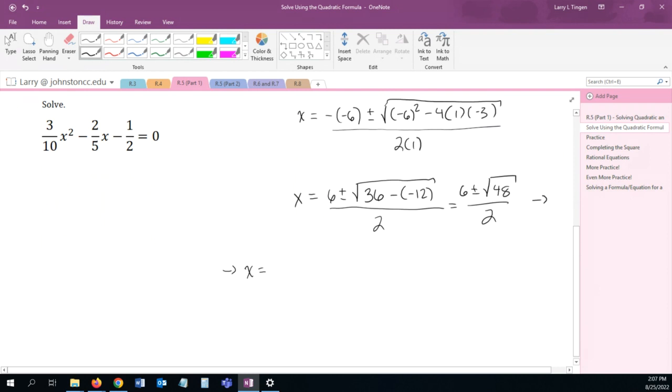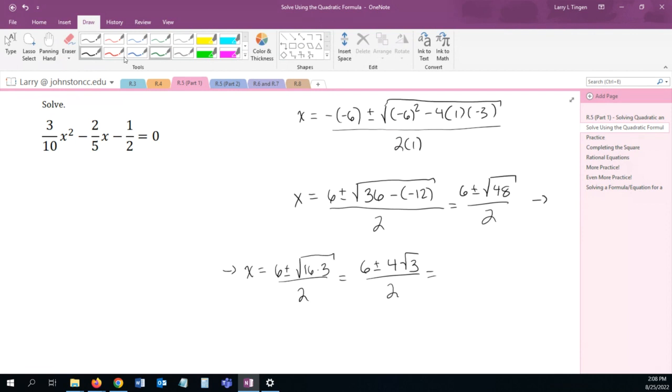Square root of 48. Any perfect squares in there? Absolutely. If you don't see any perfect squares, or if you don't think of any, try taking 2 out and then take it out again, and again if you can. Turns out 48 breaks down into 16 times 3. The square root of 16 is 4.